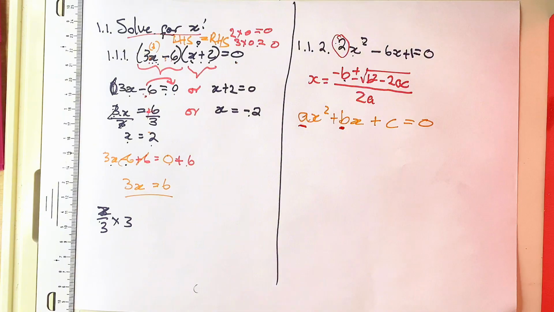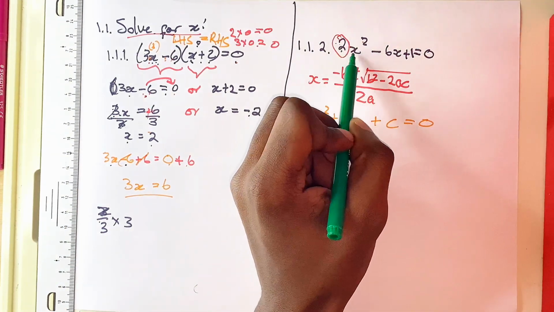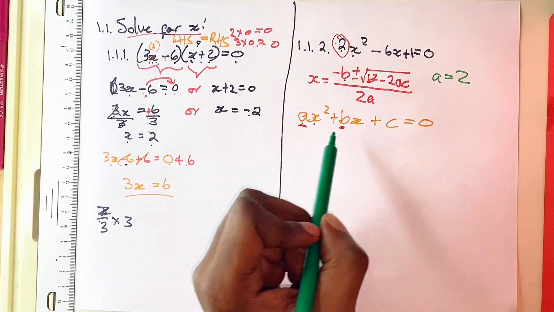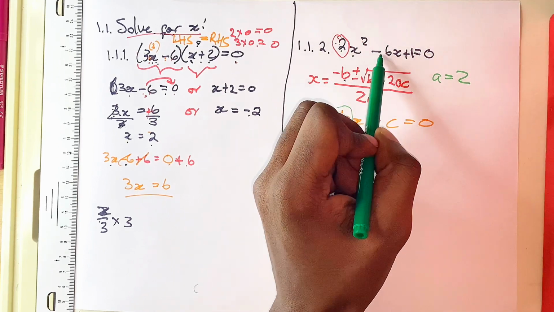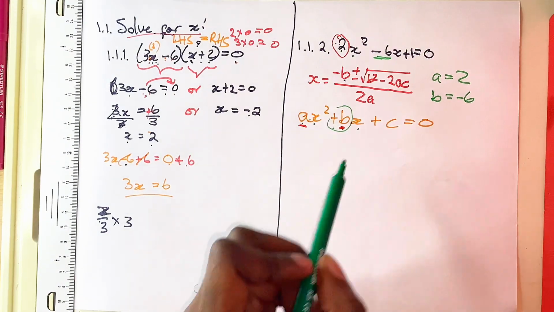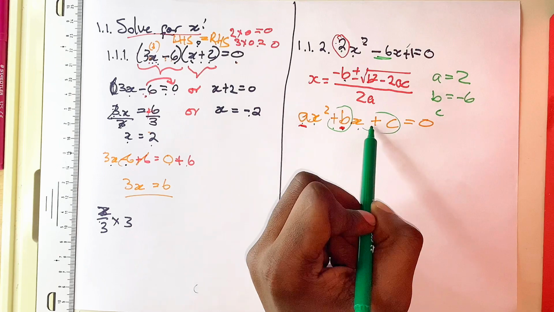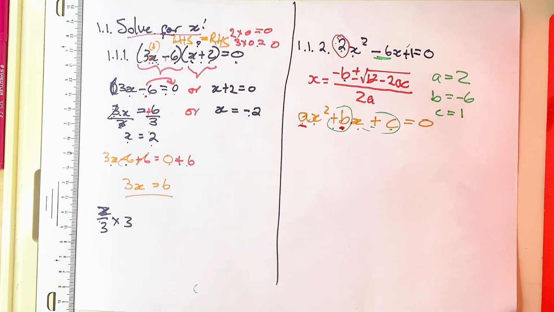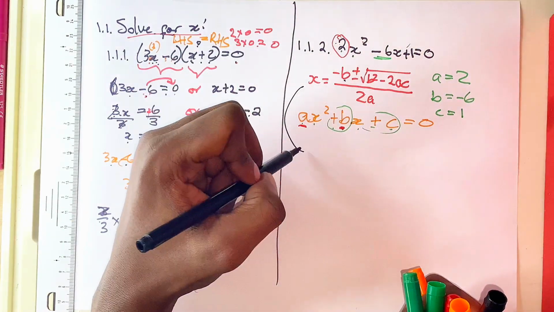Let me write them down so that we don't forget them. We have ax squared. That means our a is equal to 2 plus bx. Our b in this case is minus 6, and then we have plus 1 plus c, which means our c is equal to 1. Let's substitute them into the quadratic formula.